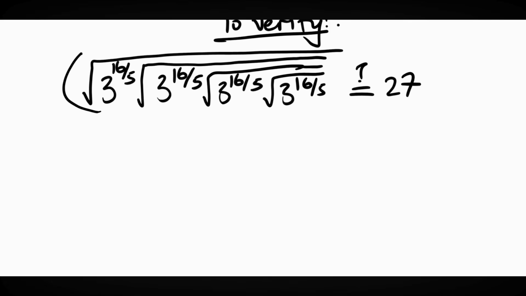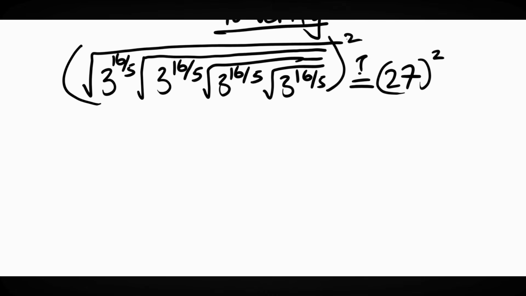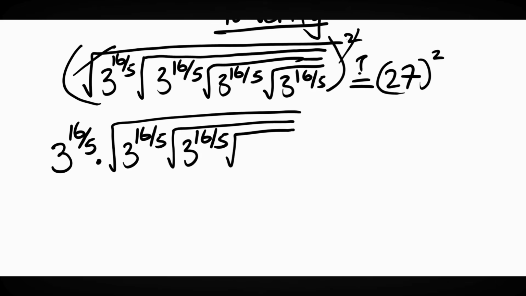So again, we start by squaring both sides. So now the 2 cancels out the square root, and then we have 3 raised to the power 16 over 5, the root of 3 raised to the power 16 over 5, root of 3 raised to the power 16 over 5.